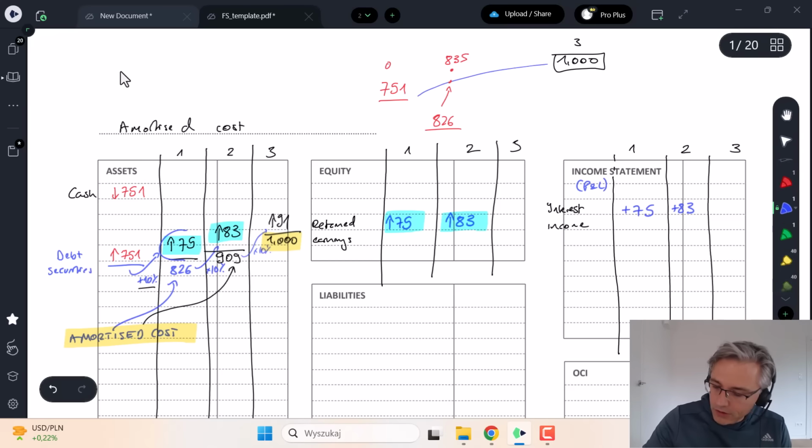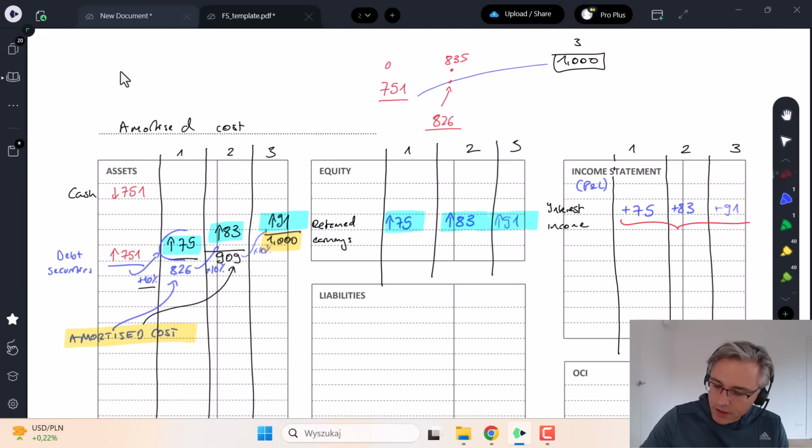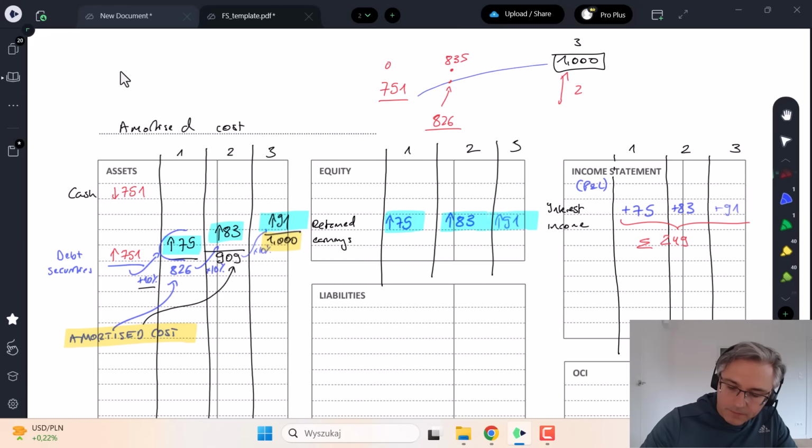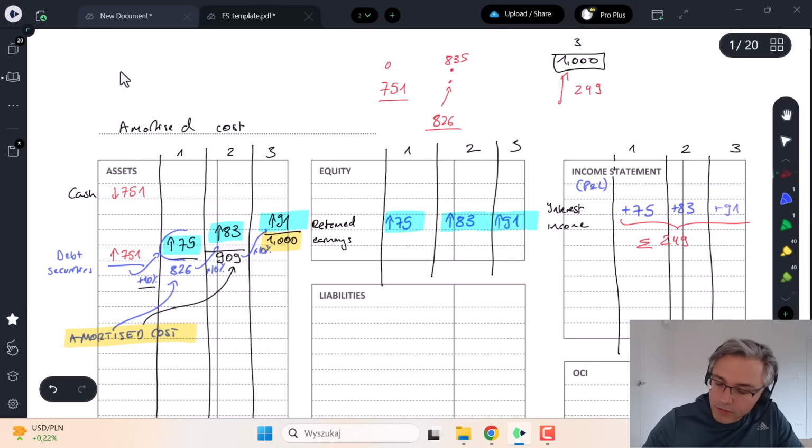And of course, that final 91 increase over here will also go to P&L and will have a positive impact on equity. And if you measure everything that is reported in P&L over that period of 3 years, we have 75 plus 83 plus 91. It gives a total of 249, which is essentially the distance from the initial price 751 to the face value 1,000. Now that trajectory which I drew here isn't really right.